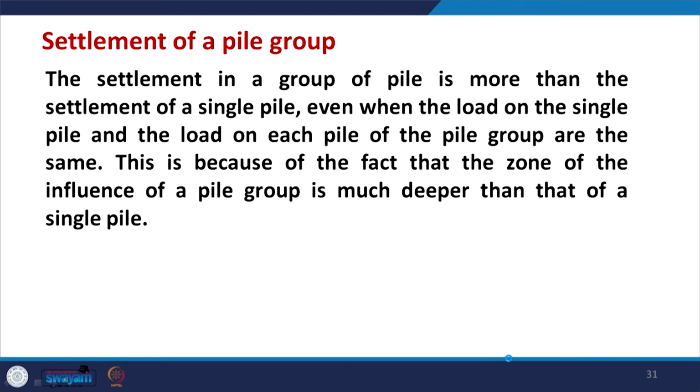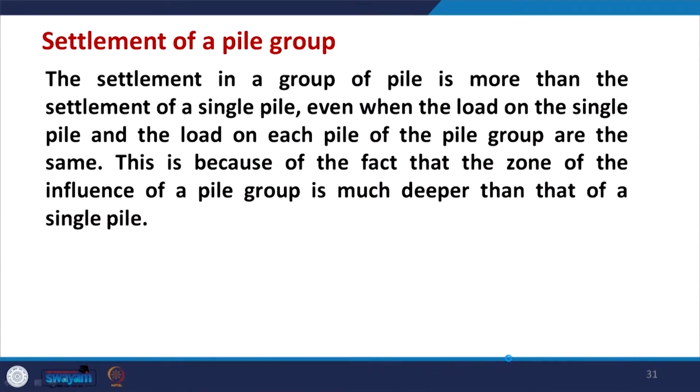That means, on one side you have a pile group, on the other side you have a single pile. The load applied on the pile group is n number of piles multiplied by the load on the single pile. So that is the unity, but still the settlement of the pile group is expected to be more than the settlement of a single pile, particularly for sands. It is because the zone of influence of a pile group is much deeper than that of a single pile.